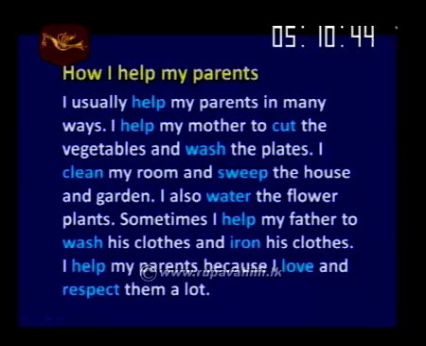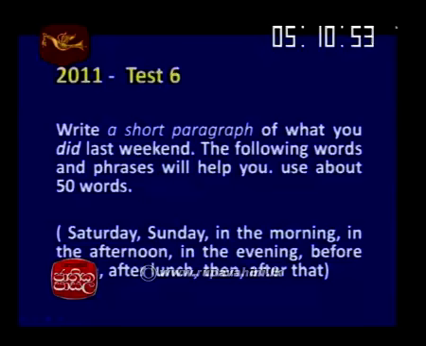Right. Now let us move on to another question. This is a 2011 question. Write a short paragraph of what you did last weekend. What you did last weekend. The following words and phrases will help you. Use about 50 words. So the content is given here.